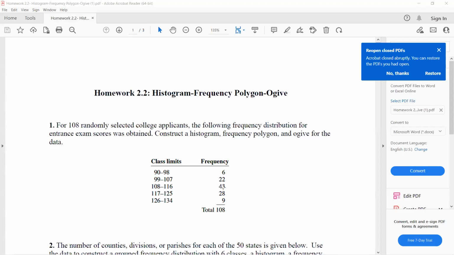Okay, so we're given the class limits, right? And we're given the frequency. Now, you said you were able to do the histogram on your own. Okay. So what do we need for a frequency polygon? We've got to add the class limits together and divide them by 2. Right, and that's going to give us what?